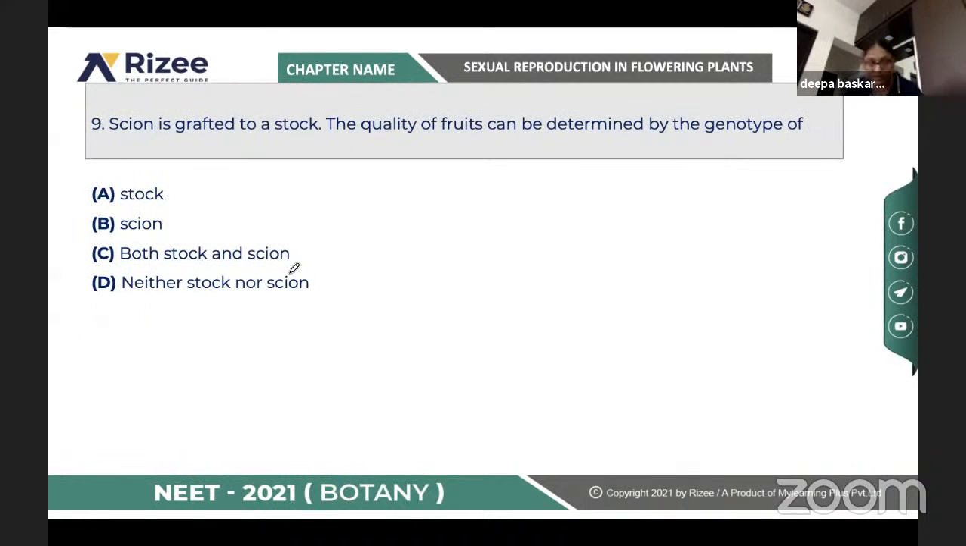Okay, so the next question is, scion is grafted to a stalk. The quality of fruits can be determined by the genotype of. So this question is from reproduction in organisms. So grafting, what do you mean by grafting? Combining two different plants is called grafting. Okay, so in grafting, we are in need of two parts. One is scion and the other one is stalk. So what do you mean by scion? Scion is the top part of the plant.